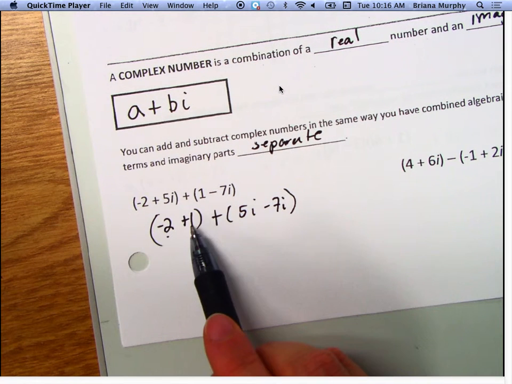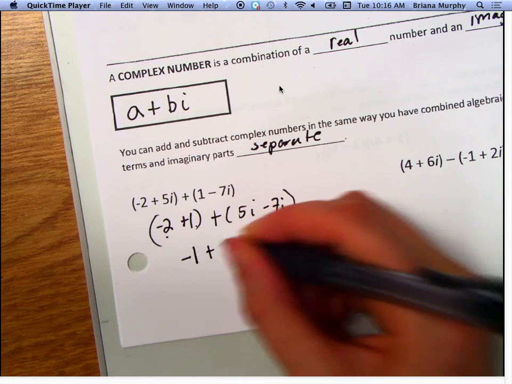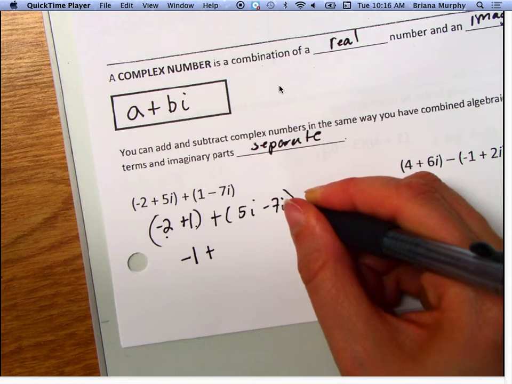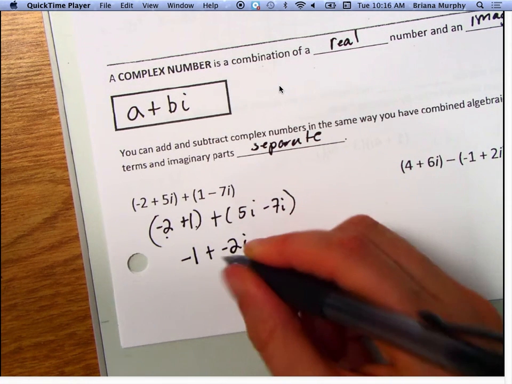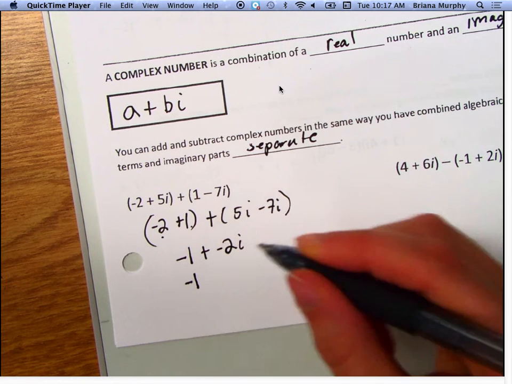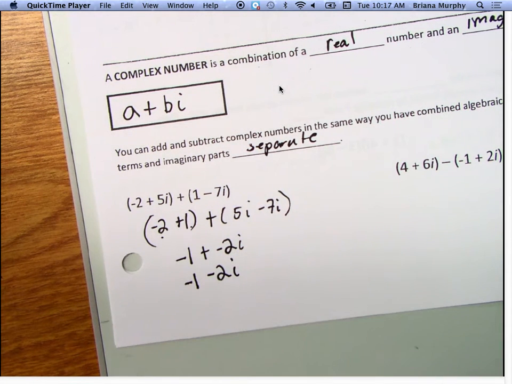Negative 2 and 1 gives me negative 1, right? 5i minus 7i gives me, okay, and let's get rid of that plus minus there and just write negative 1 minus 2i. So we're kind of looking at i like it's an x, right?